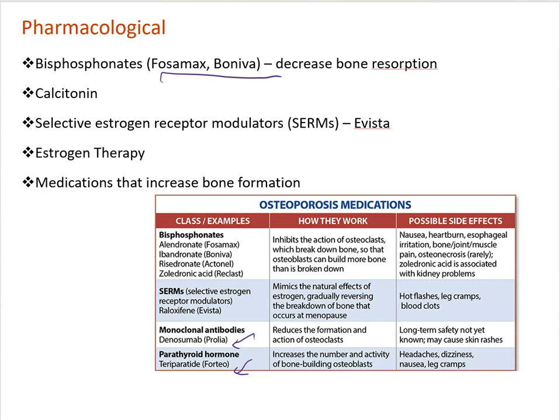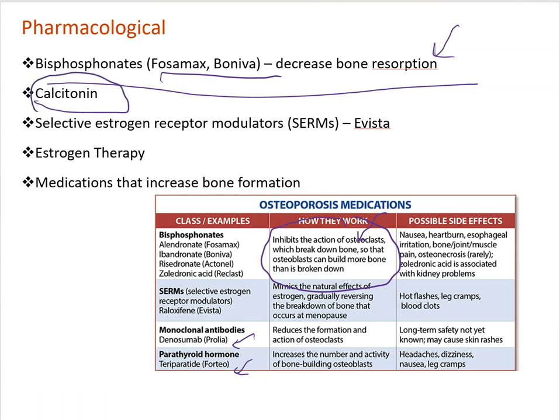So your bisphosphonates are kind of like the big ones because they basically decrease the bone resorption. So what they do is they slow down the osteoclast. So they kind of slow them down so the osteoblasts can try to catch up. You can get calcitonin given to you. Calcitonin, remember, directly activates osteoblasts.